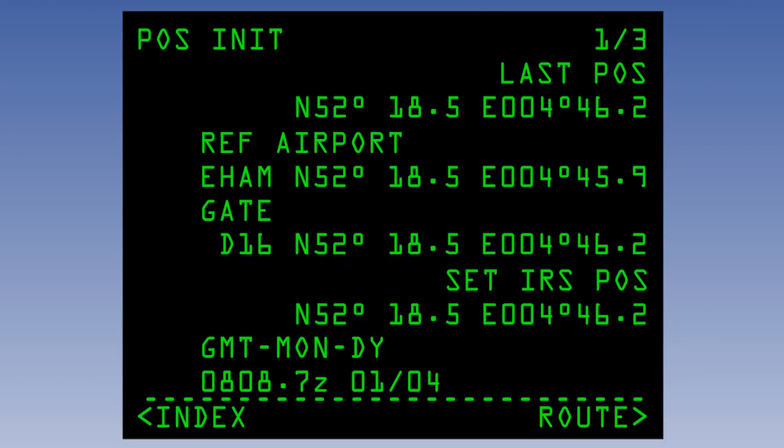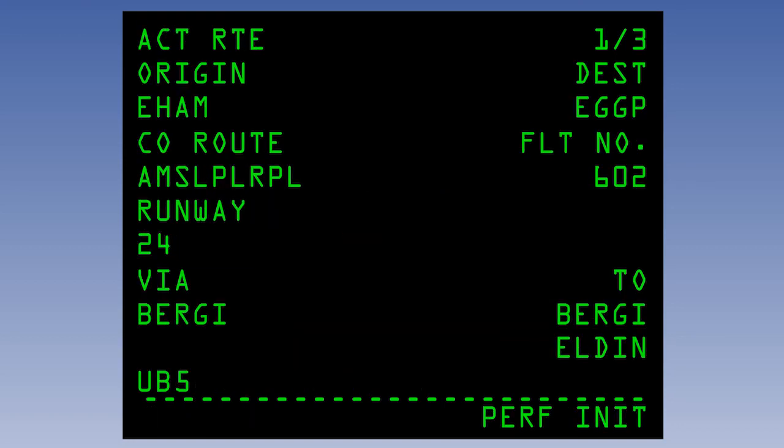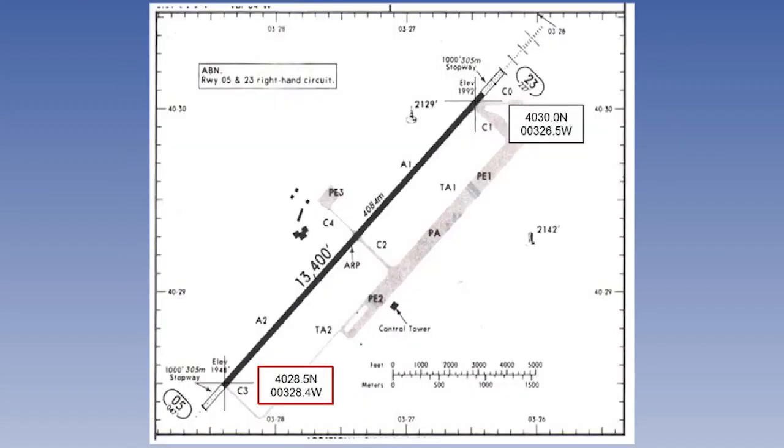As we said earlier, the IRS initial position is inserted using the position initialization page at startup. From this point on, there are no further updates directly to the IRS. However, the FMC position is updated. The first of these updates comes at the start of the takeoff roll. The FMC navigation database contains the position of all runway thresholds in the company's route structure.